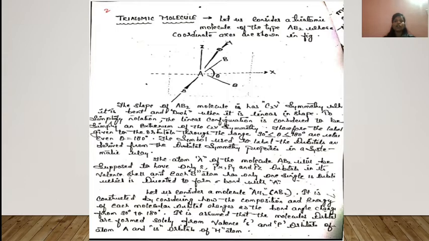The atom A of the molecule AB2 is supposed to have only s, px, py and pz orbitals in its valence shell, and each B atom has only one single orbital which is oriented to form a sigma bond with A. Let us consider AH2, that's what I'm saying right now. Let's consider a molecule AH2 or AB2. It is constructed by considering how the composition and energy of the molecular orbitals change. We are not taking the example of a triatomic molecule, we have already discussed.